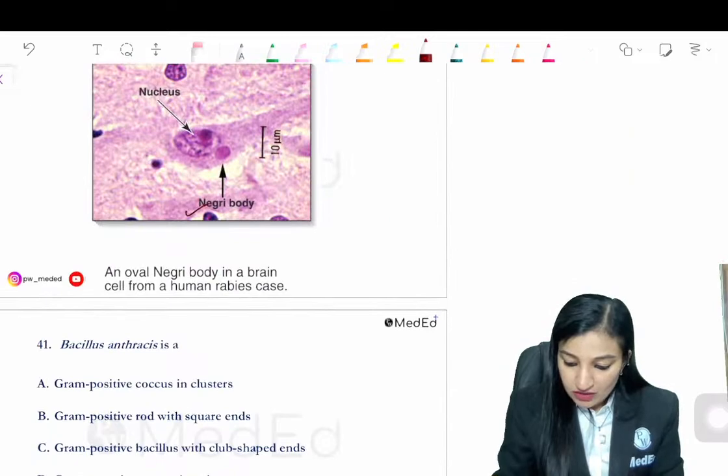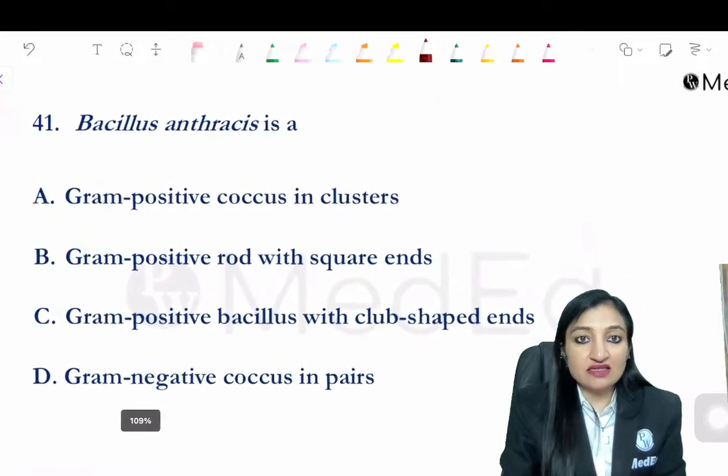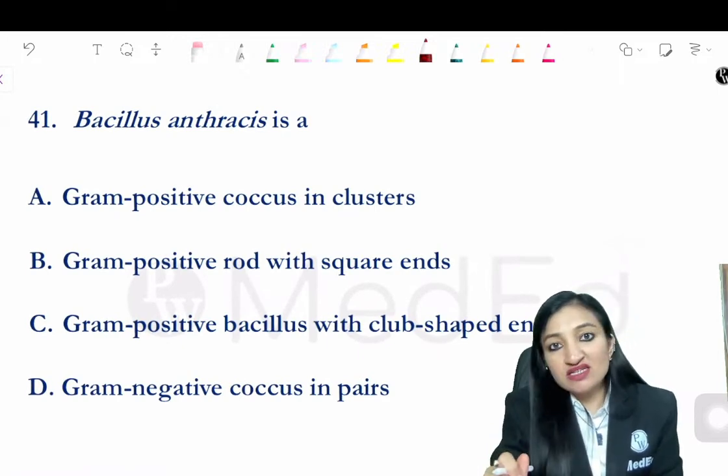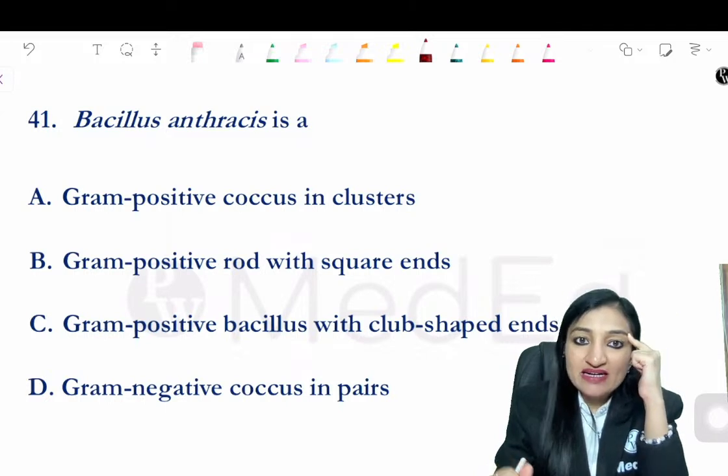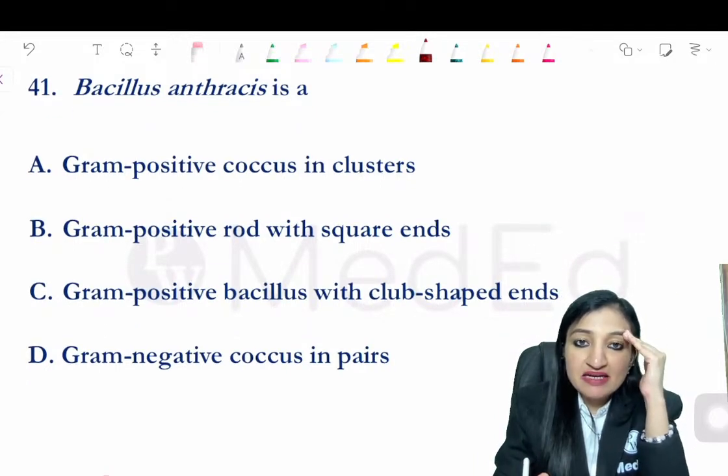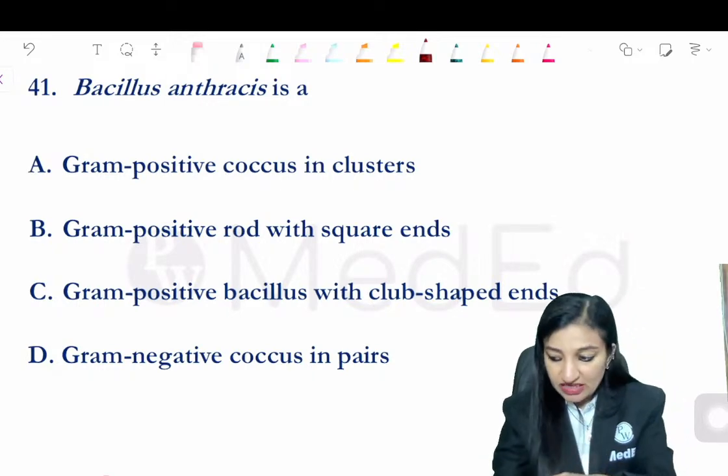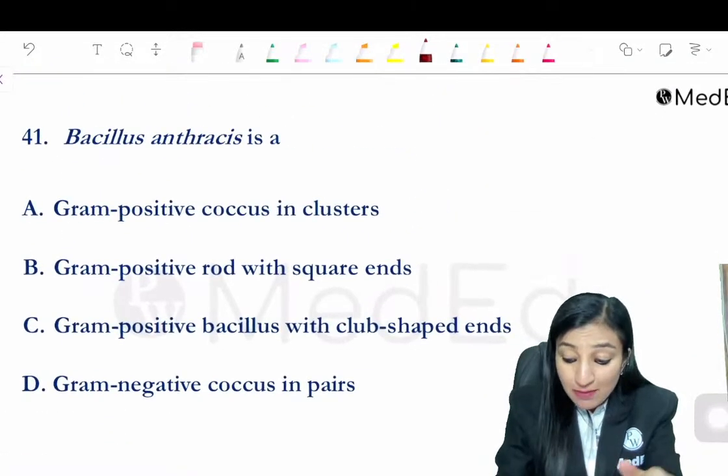Okay guys, next question. Bacillus anthracis is: a gram positive coccus in clusters, a gram positive rod with squared ends, a gram positive bacillus with club shaped ends, or a gram negative coccus in pairs. What is the answer?